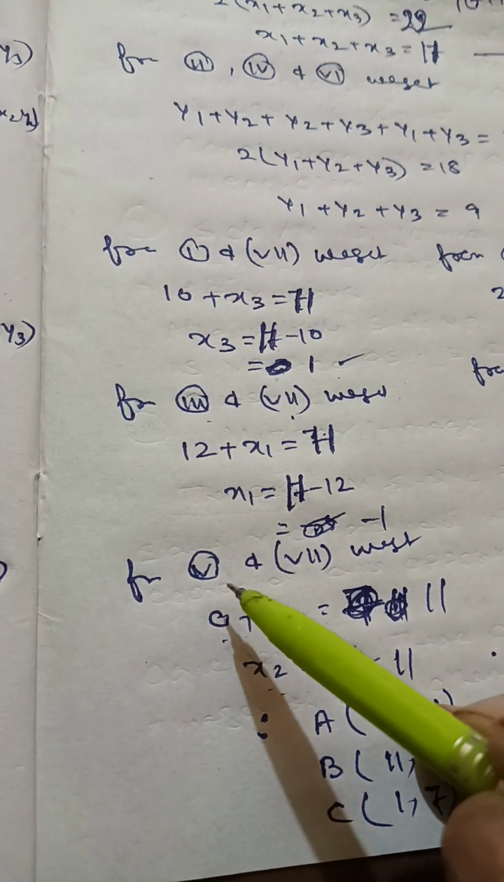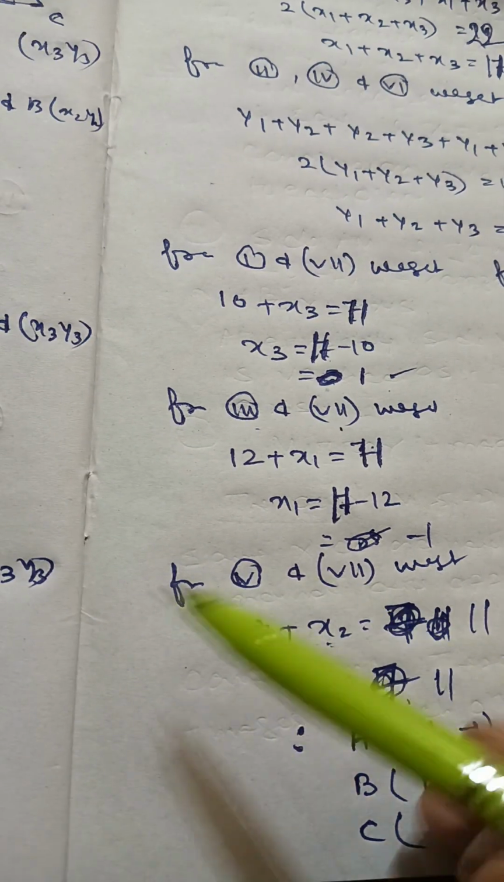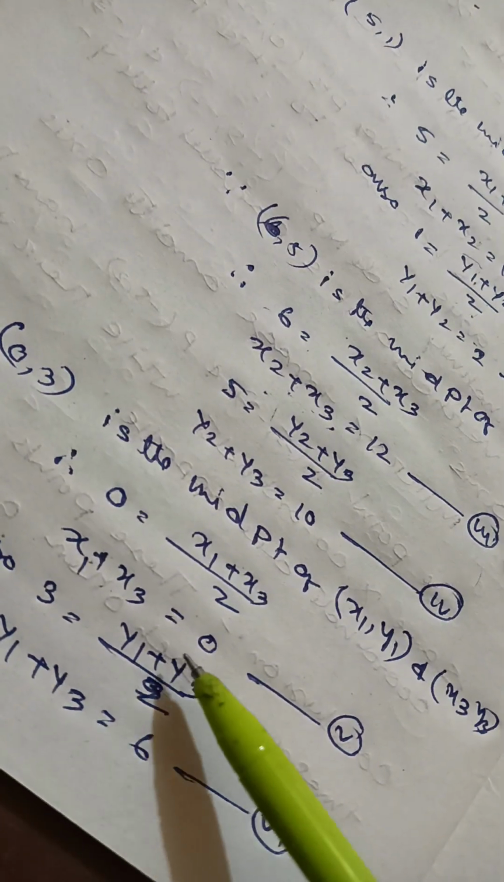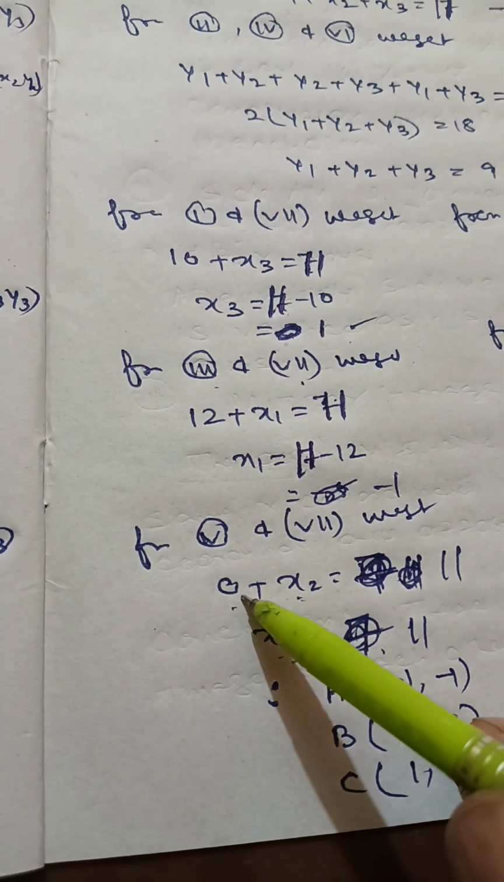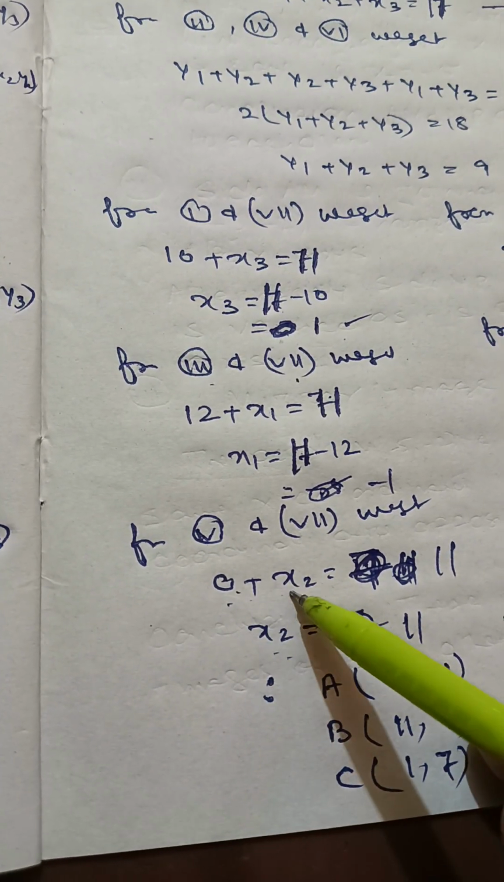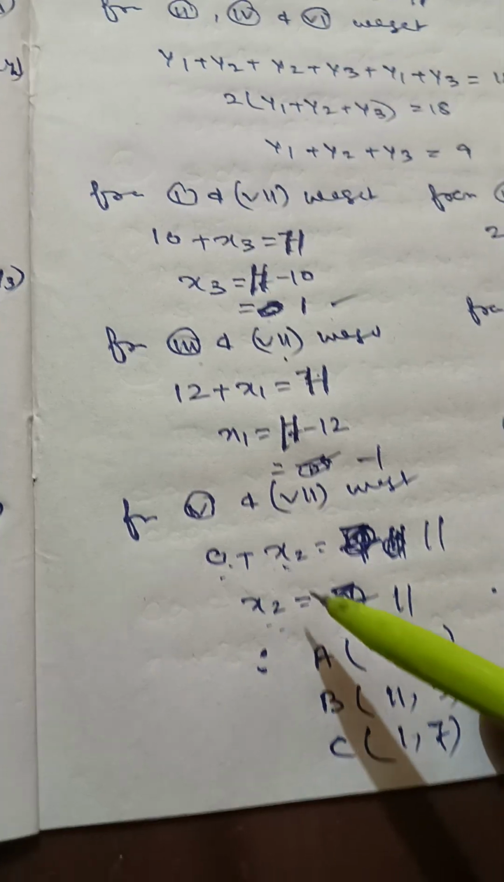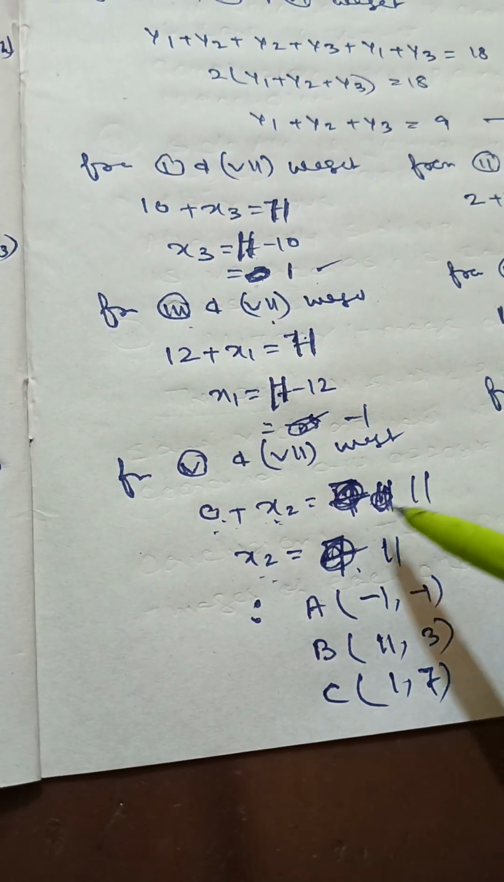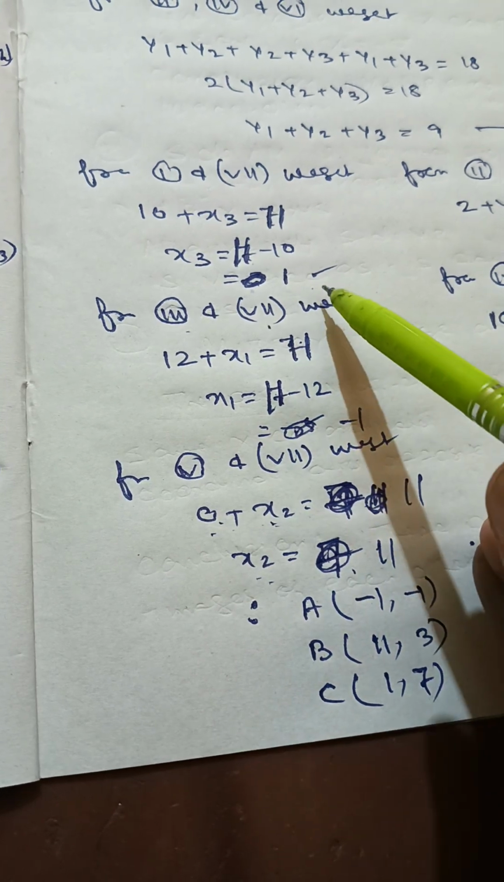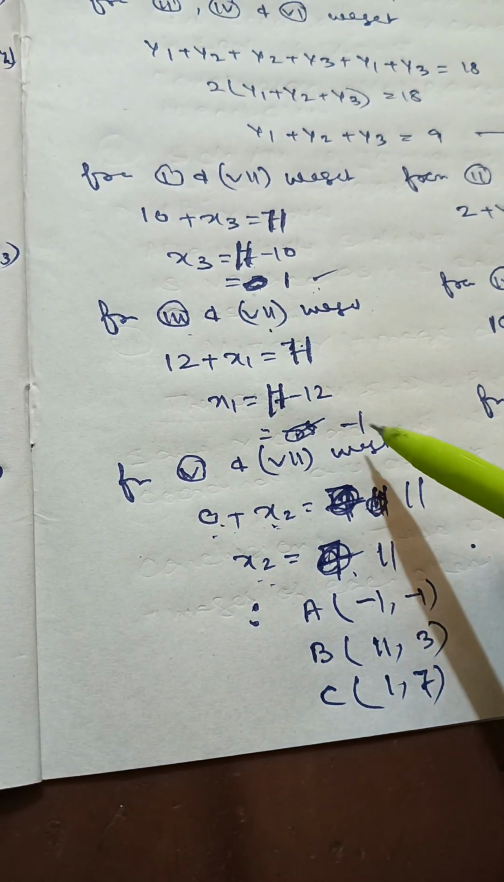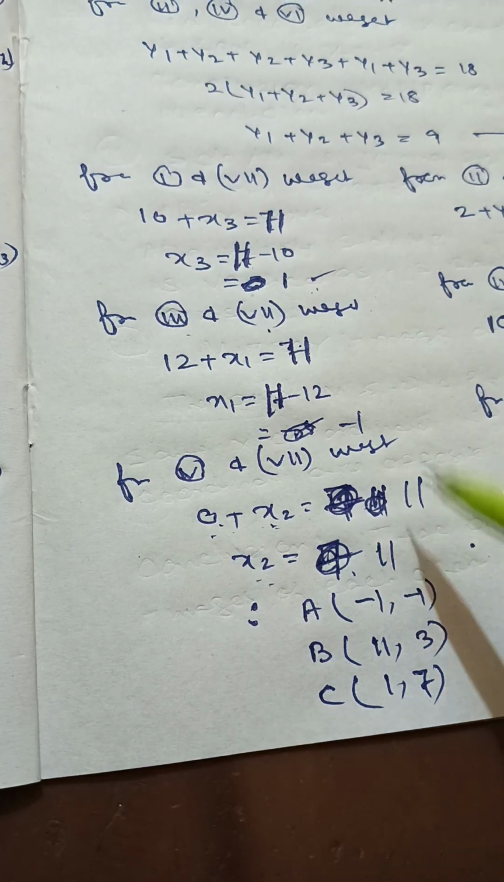Again from 5 and 7, in 5 it was given as x1 plus x3 is equal to 0. So here I have written 0 in place of x1 plus x3, so x2 is left, that is equal to 11. So x2 can be written as 11. So x1 is minus 1, x2 is 11, and x3 is 1.